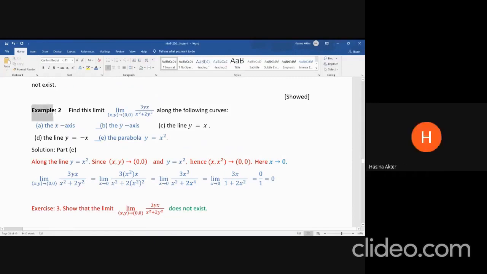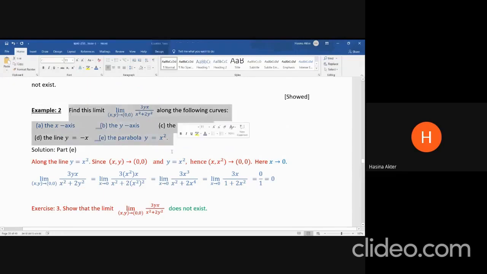No. For exercise 2, you are asked to evaluate limits from those 5 directions. You don't have to comment about the existence of the limit here. You just need to find the limits along those 5 directions. That's it. That's the question there.